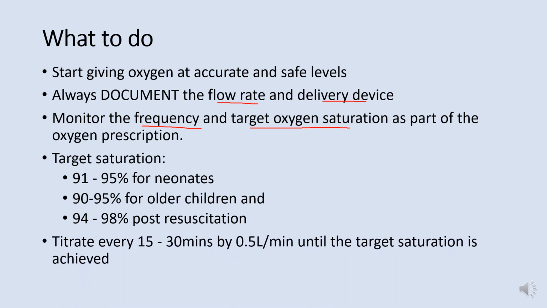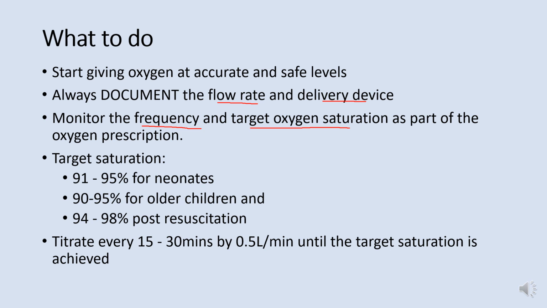Now, when you're prescribing and administering oxygen, you also need to titrate the oxygen against the saturation. So you're titrating the ventilation or the delivery against the saturation. Every 15 to 30 minutes, you need to adjust your oxygen flow rate by 0.5 liters per minute until such a time that you have reached your target saturation.